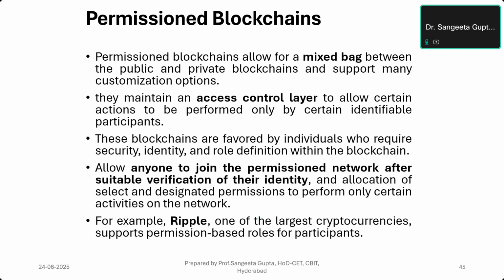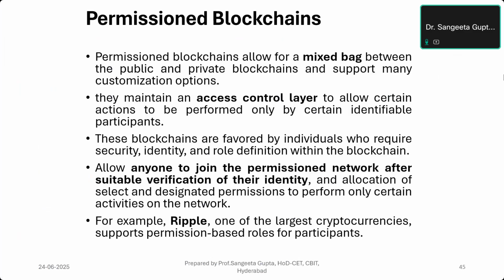Coming to another broad category of blockchain, which is permissioned blockchain, many people get confused between private and permissioned blockchain, but there is a thin line between them. So let's first understand what a permissioned blockchain is. It is something which allows for a mixed bag between both the public and private blockchains, and it also supports many customization options. The main feature provided by permissioned blockchain is the provision of an access control layer, which allows certain actions to be performed by certain identifiable participants.